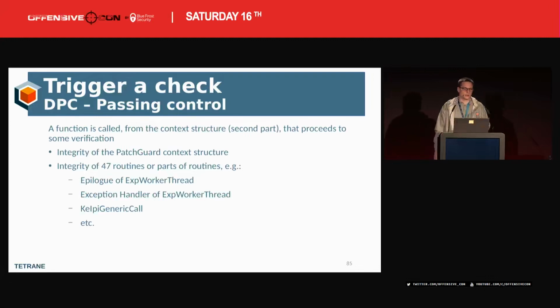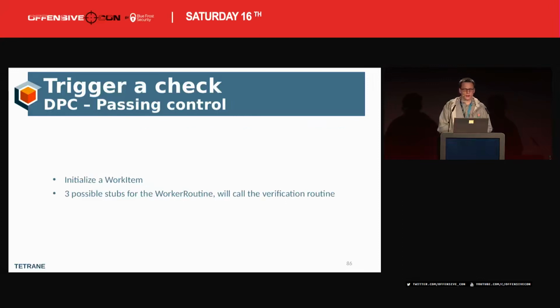And it will also check the integrity of 47 routines or parts of routines, which, for example, are the epilogue of ExpWorkerThread or the exception handler of ExpWorkerThread, which are actually entry points that an attacker can hook, as in one of the bypasses I know, where the attacker hooked this function to intercept PatchGuard before the check. It will also initialize the work item, and then there will be 3 possible steps for the worker routine, which will eventually call the verification routine.